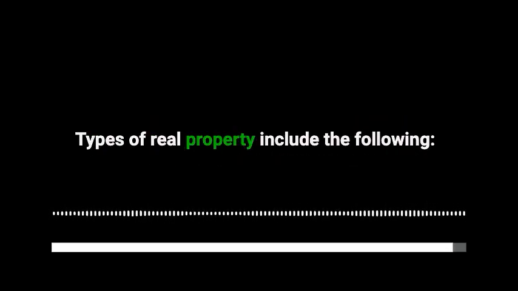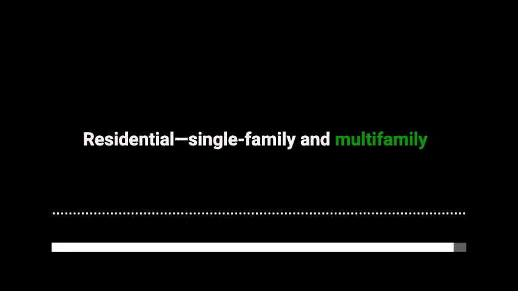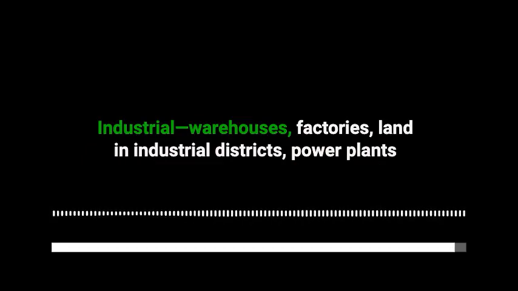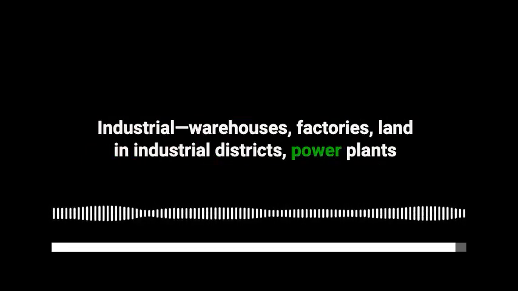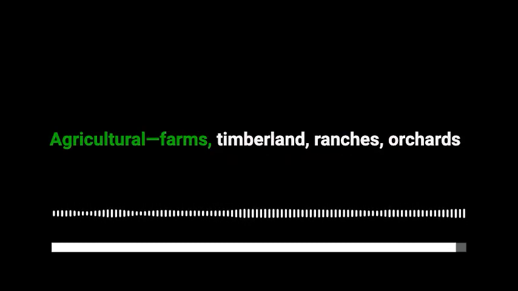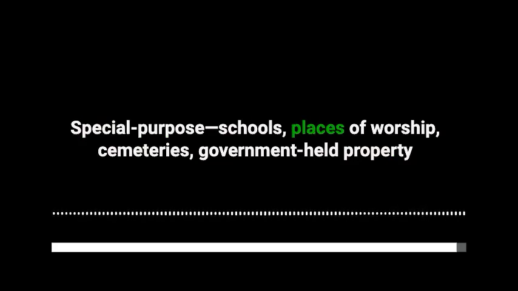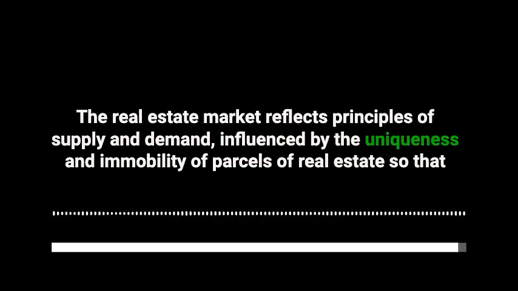Types of real property include the following: residential, single-family and multifamily; commercial, office space, shopping centers, stores, theaters, hotels, parking facilities; industrial, warehouses, factories, land in industrial districts, power plants; agricultural, farms, timberland, ranches, orchards; special purpose, schools, places of worship, cemeteries, government-held property.